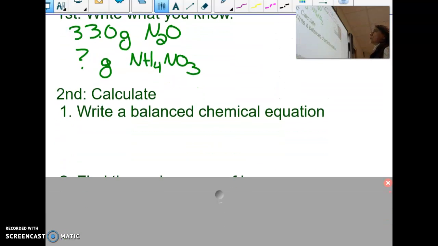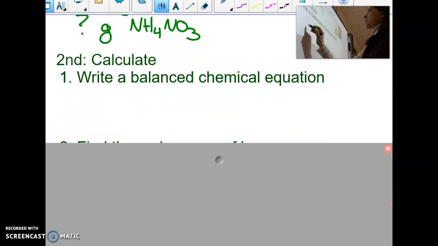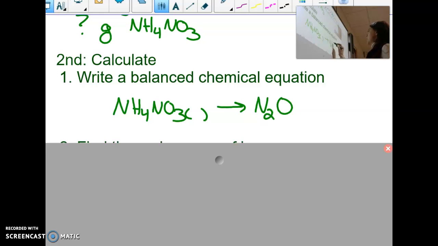So we're going to start out with ammonium nitrate, which we know is NH4NO3. And we know we're going to have dinitrogen oxide as a product and water. All right, so ammonium nitrate decomposes into dinitrogen oxide and water. So I want you to go ahead and balance that.